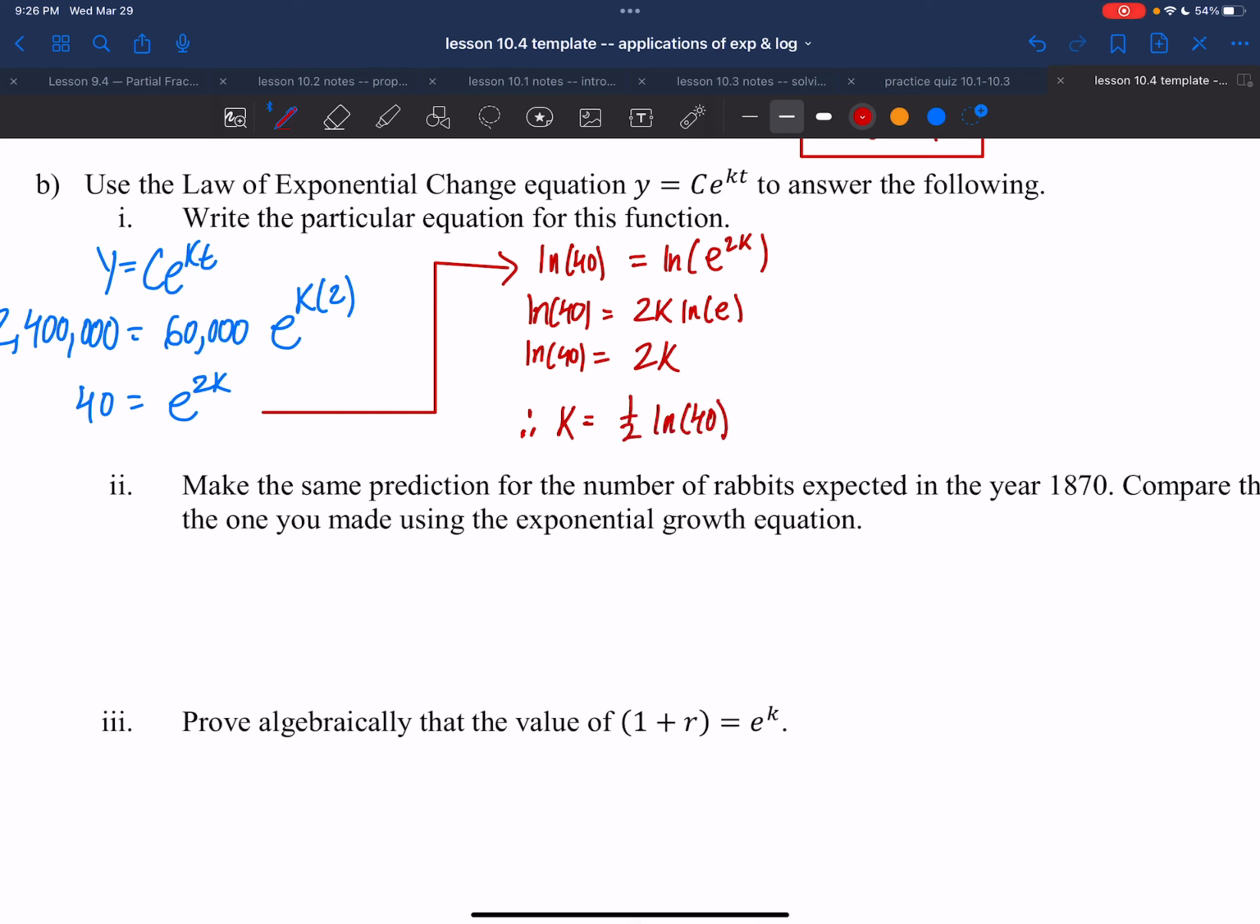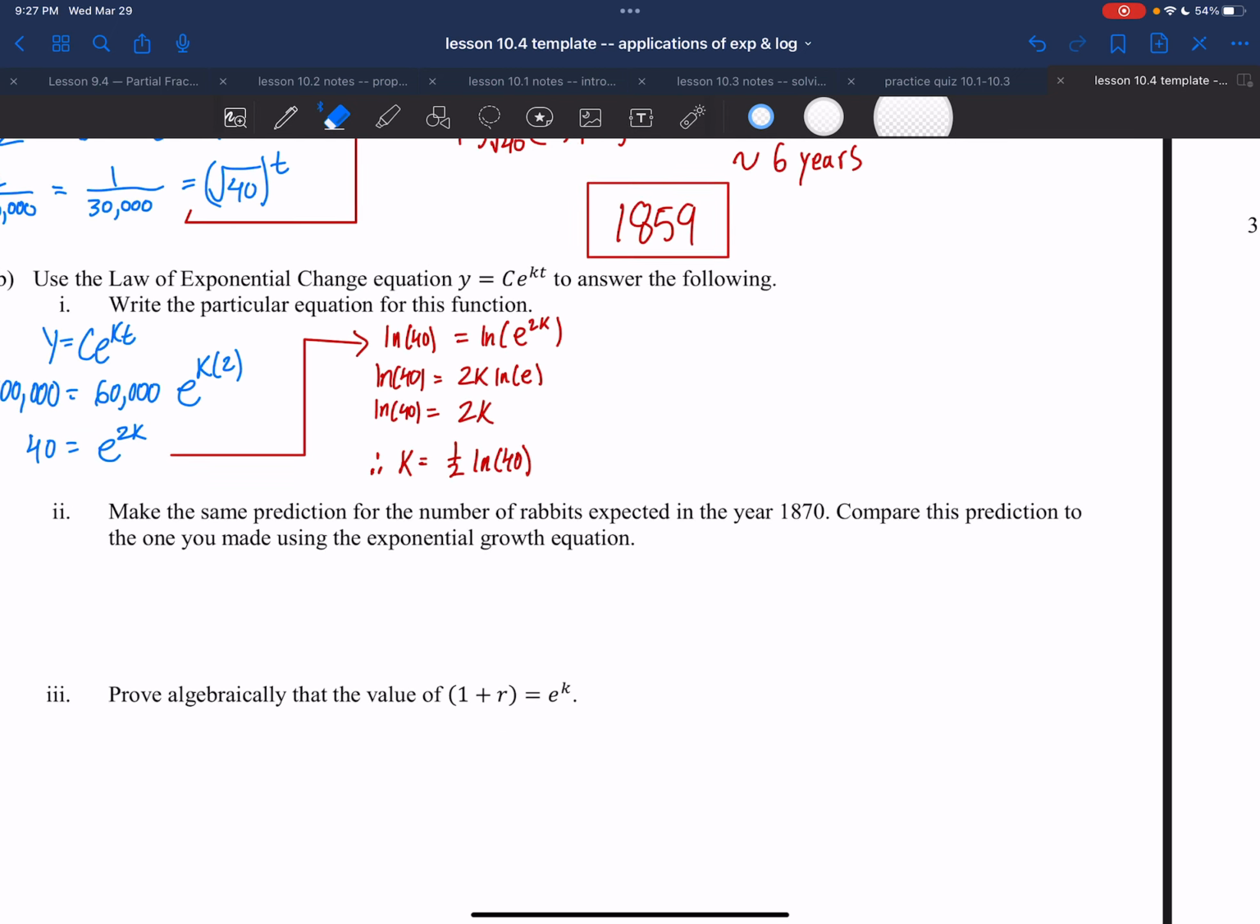You say, where the heck did he get 1/2? I divided by 2, silly. I said natural log 40 over 2, but I wrote that as 1/2 times natural log 40 because I didn't want to make it a giant fraction. Okay? And that's k. You found k.